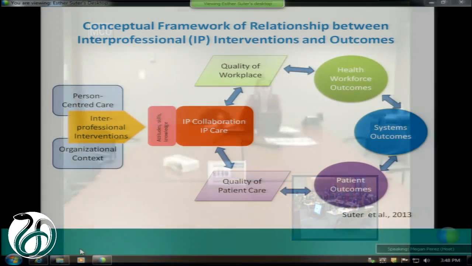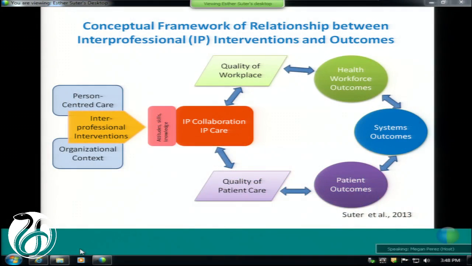On the left-hand side, you see the interprofessional interventions, and I have used this based on the framework that has been developed by my colleague Scott Reeves, which has described interprofessional interventions as any education, practice, and organizational interventions that have been designed to improve collaboration and the quality of patient care. So they typically occur in an organizational context with an underpinning of person-centered care.